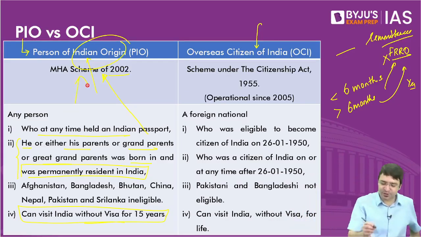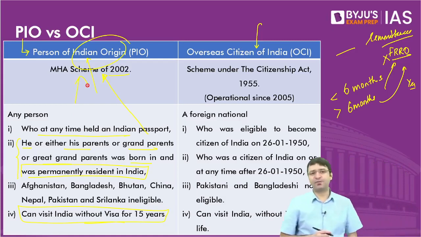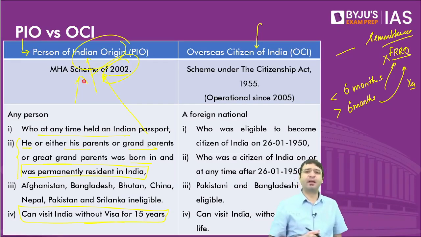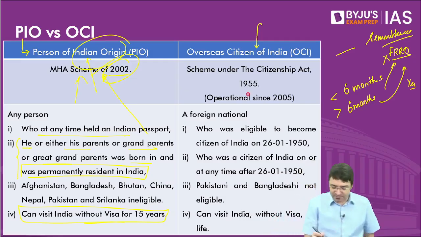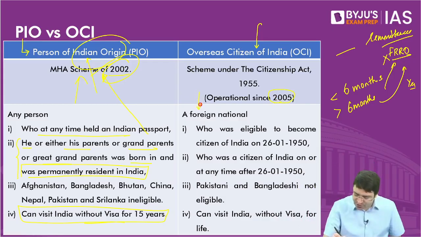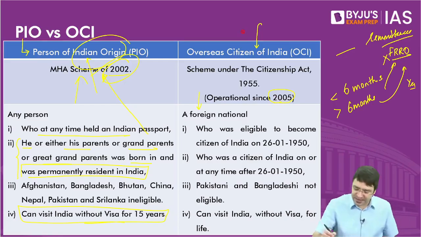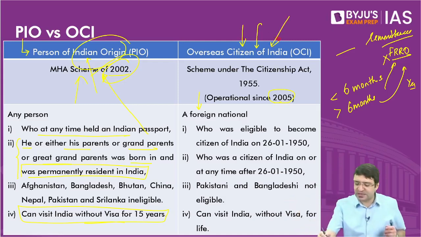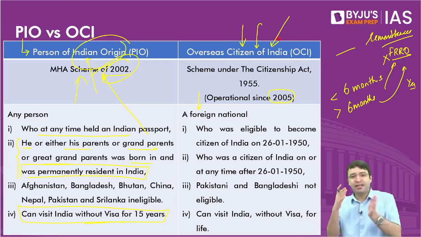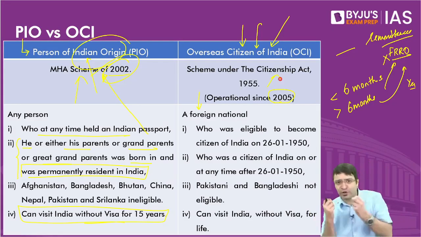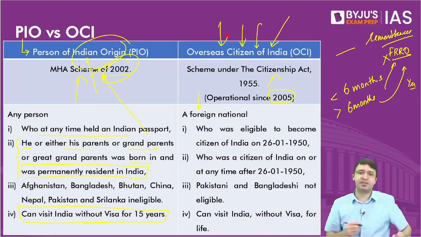For that, there was a scheme launched by MHA known as the PIO, Person of Indian Origin Scheme, which was launched in the year 2002. Three years later, the Citizenship Amendment Act was passed, which means the Citizenship Act of 1955 was amended again, in the year 2005. What was the purpose? The purpose was any foreign national, we can call that foreign national an Overseas Citizen of India. So basically an improved scheme was launched known as Overseas Citizen of India. But this time it was not launched by MHA. This time a law was passed. This time the Citizenship Act was amended to start the scheme known as Overseas Citizen of India.